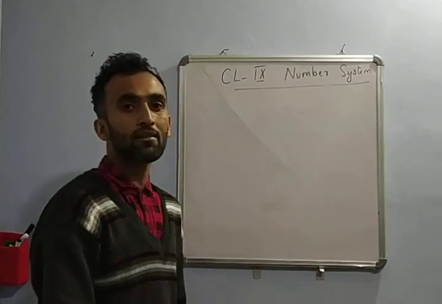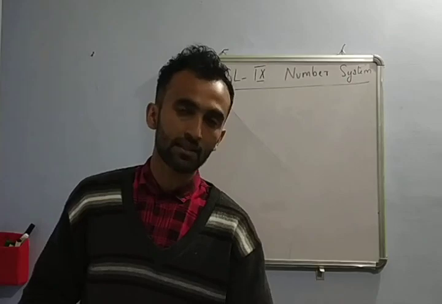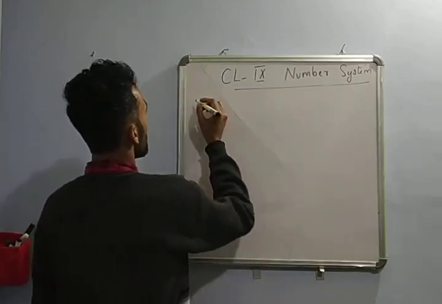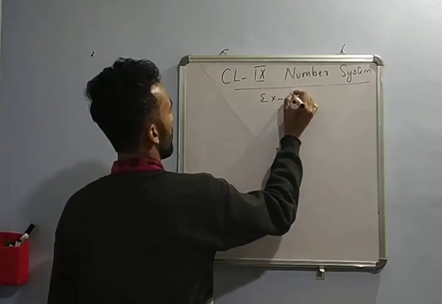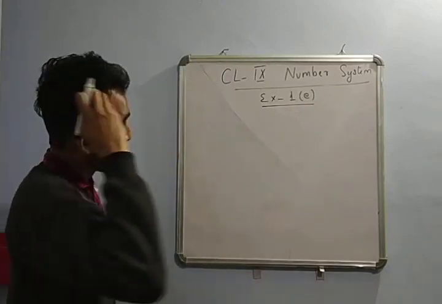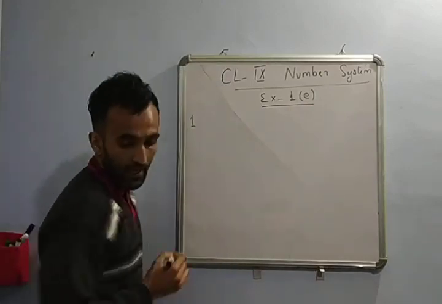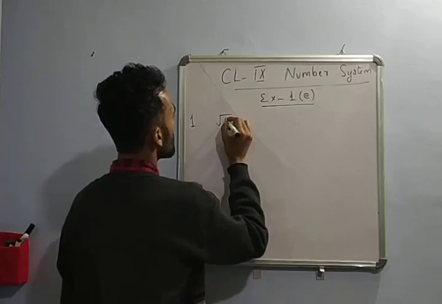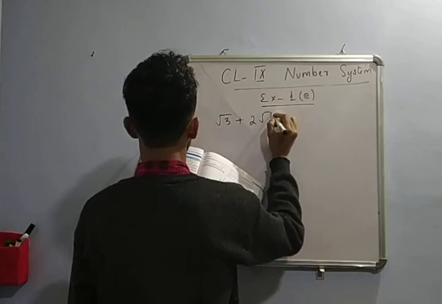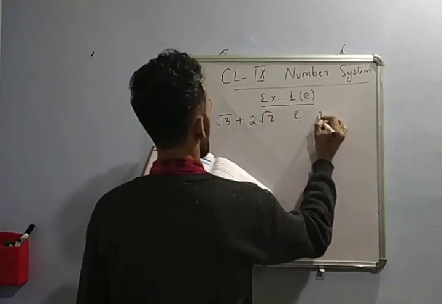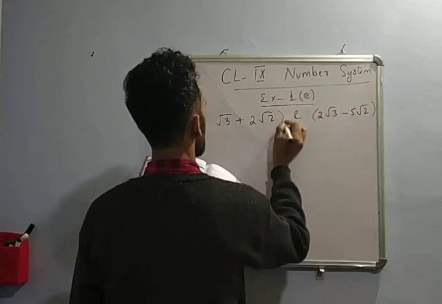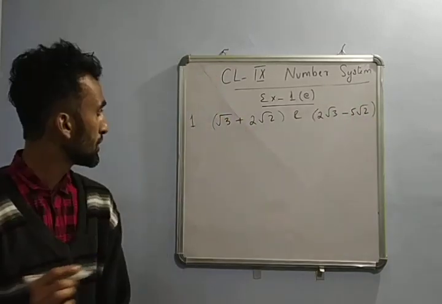Now we are going to deal with irrational numbers, adding irrational numbers, dividing irrational numbers, simplifying irrational numbers. Now exercise 1E of Meghalaya board, other boards will also get benefit. Question number 1 is add root 3 plus 2 root 2 and 2 root 3 minus 5 root 2. We have to add these two quantities.